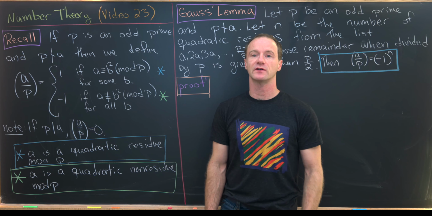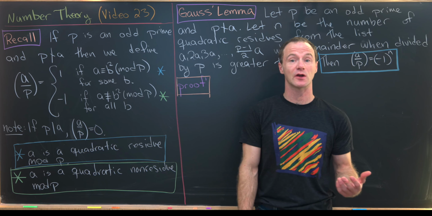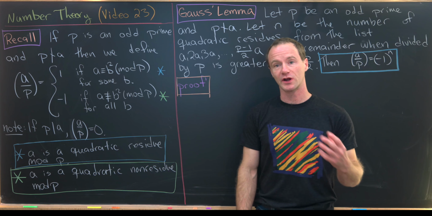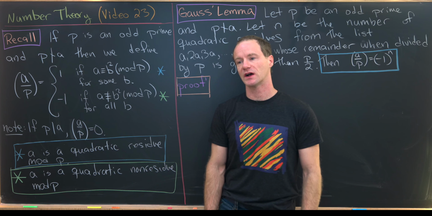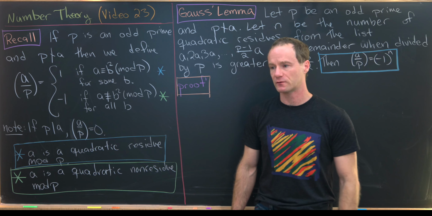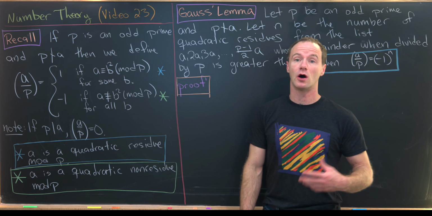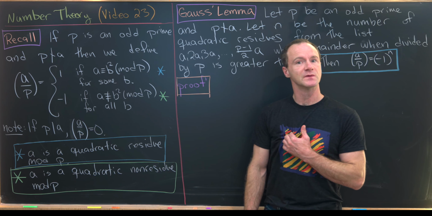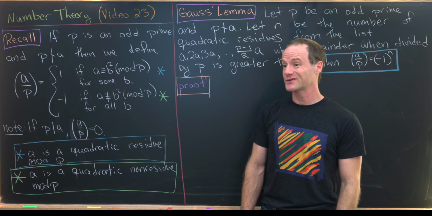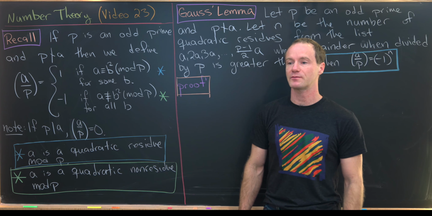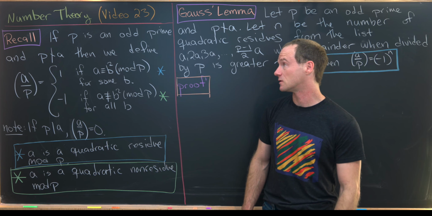This is the 23rd video in a series that I'm making for a course in elementary number theory. And today is a big day. We're going to prove quadratic reciprocity, which is a very beautiful result. Some people say it's the most beautiful result in all of elementary number theory. But before we do that, we first need to recall a couple of things and then also prove some preparatory results that are a bit technical.